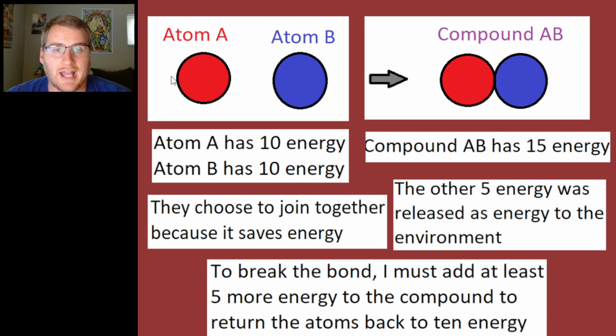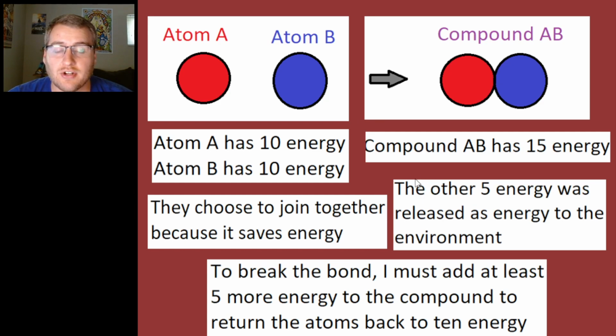So kind of this is summarizing that idea. You have two individual atoms, atom A, atom B. Atom A has 10 energy points. We're not using real units here. Atom B has 10 energy points as well. So each individual atom by itself, maybe they're the same atom. Maybe they're both hydrogens again. Doesn't really matter. But they each have 10 energy points by themselves. Okay? But if they form a compound, that arrangement, because of all the positive and negative attraction, the Coulombic forces there, the overall energy would decrease. This compound only has 15 energy points total. They choose to join together because it saves energy.